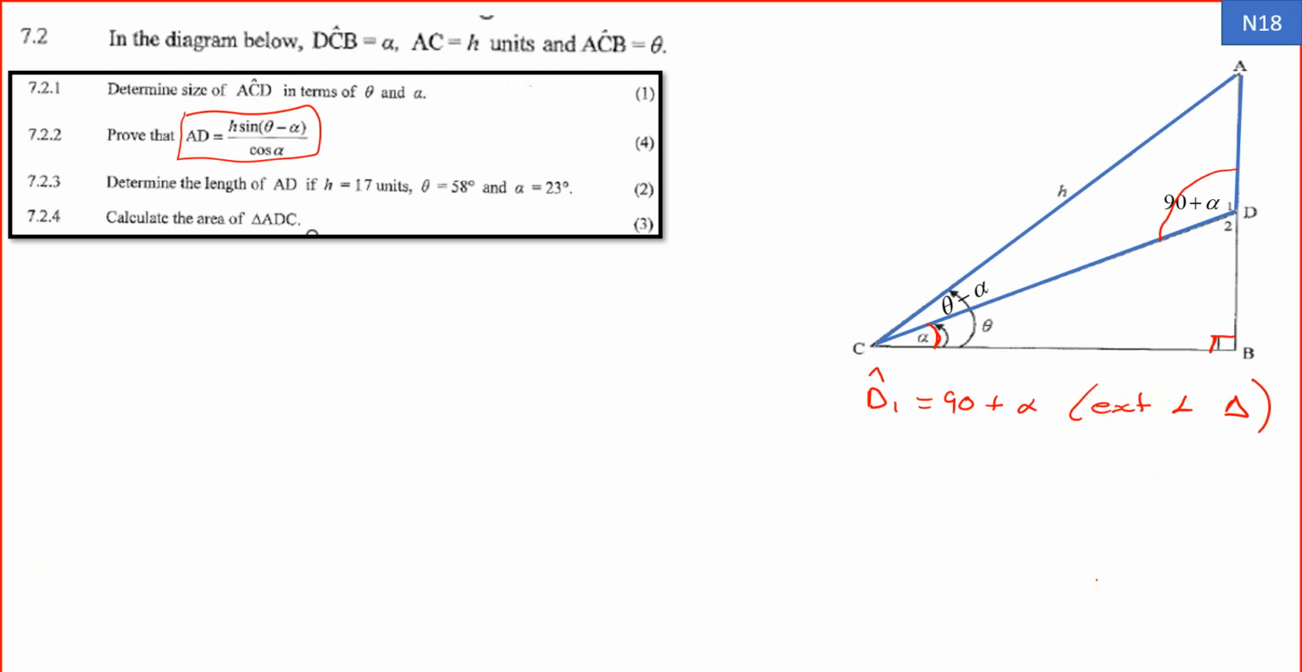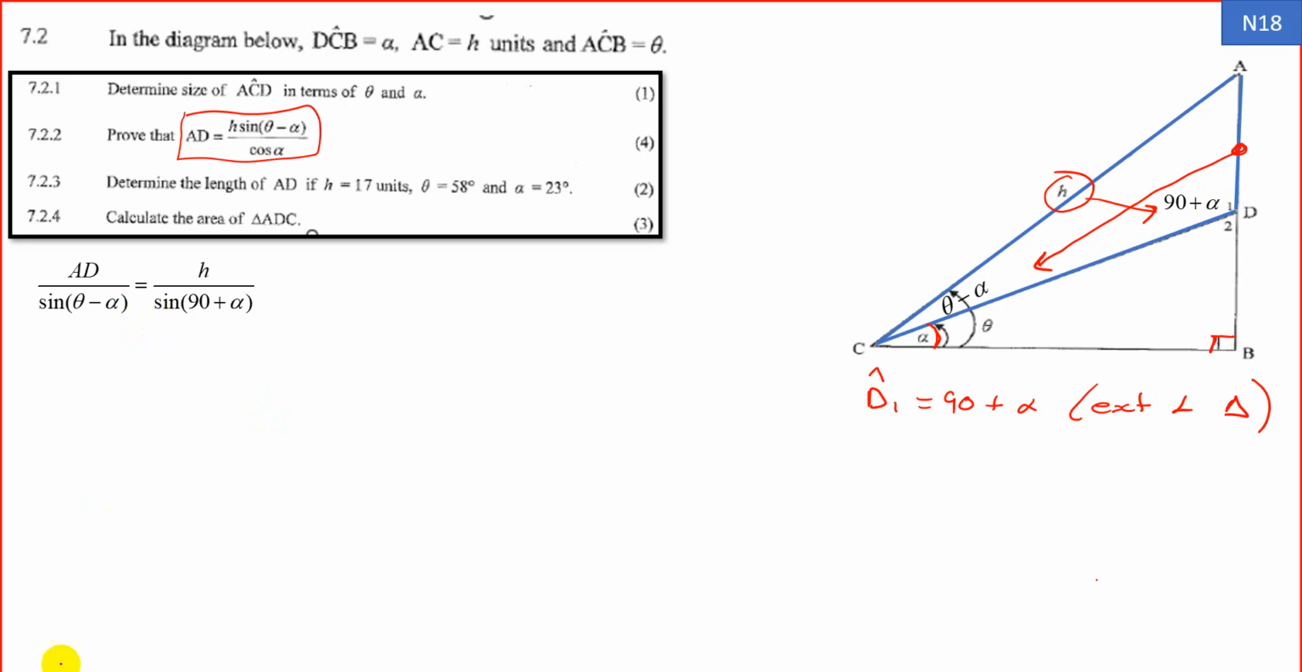So if we have that angle, we can now use the sine rule. And the sine rule dictates, remember we're trying to find AD, AD over sine of that angle is equal to h over sine of 90 plus alpha. So let's put that down. So we have AD, as you can see, over sine of theta minus alpha is equal to h over sine of 90 plus alpha.